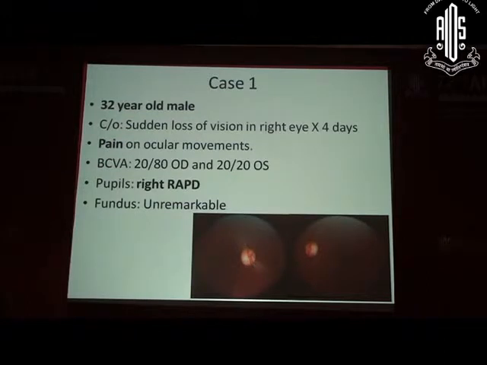We'll just run through a few cases where we used these investigations and try and learn how we could. So we have this 32-year-old male who came to us with sudden loss of vision in the right eye for the past 4 days, pain on ocular movements, reduced best corrected visual acuity in the right eye, a right afferent pupillary defect, and the fundus is essentially unremarkable. All these things classically point to a possible retrobulbar neuritis. We'll discuss the disorder in detail, but that's the clinical impression that we get.